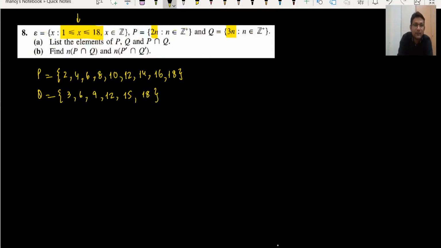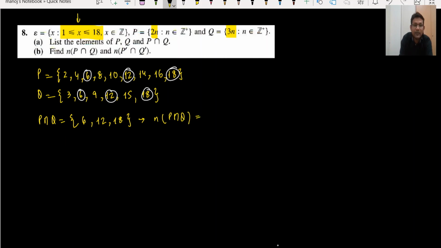Now, what's the next part? List the elements. Okay, we have done. P intersection Q will be what is common: here 3 and 6 are common, 12 is common, and 18 is common. So the right answer is 6, 12, and 18. We have done the first part. But the requirement is the number of elements, so this is not the answer. We have to write how many elements there are: 1, 2, 3. This is your result.